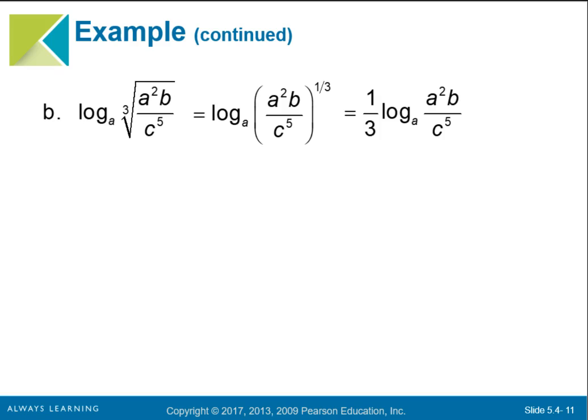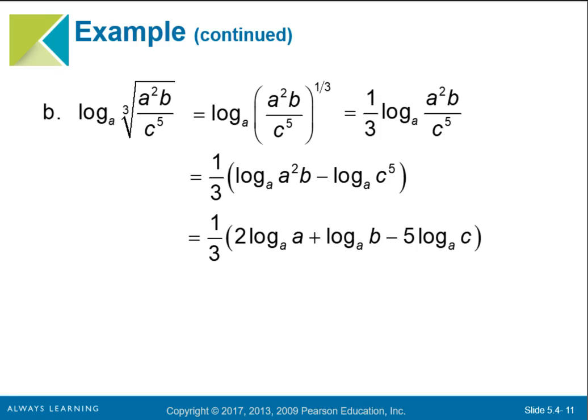We're going to bring the 1/3 down. So you have 1/3 log base a of a squared b divided by c to the fifth. Alright, so we take our 1/3, and I'm going to pull it all apart. I'm taking apart my fraction first. I've got my log base a of a squared b, minus log base a of c to the fifth. That whole thing, we're going to take the 1/3 of that.